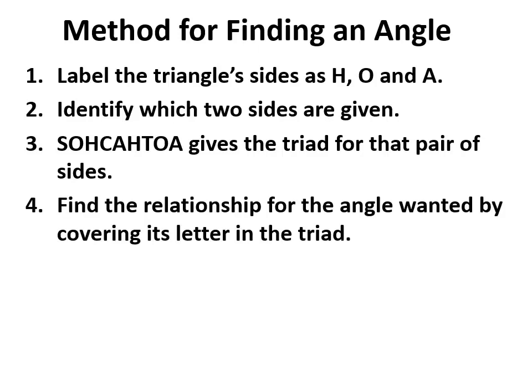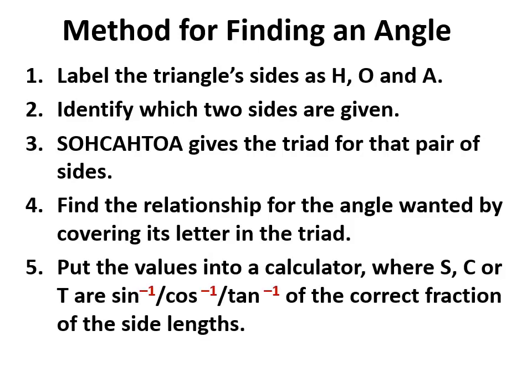Then we cover up the S, the C and the T, and that will tell us the relationship between those two sides. However, and this is where it differs from finding a side, for an angle we need to use the inverse of sine, cos or tan. And that's indicated by the little -1. The shift key gives it to us. So let's see how that works.